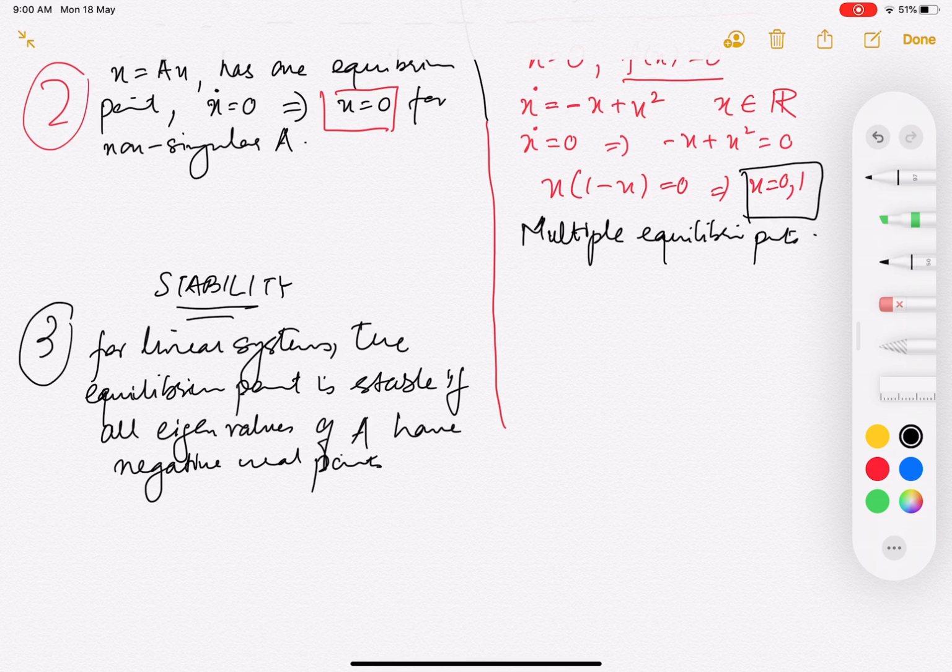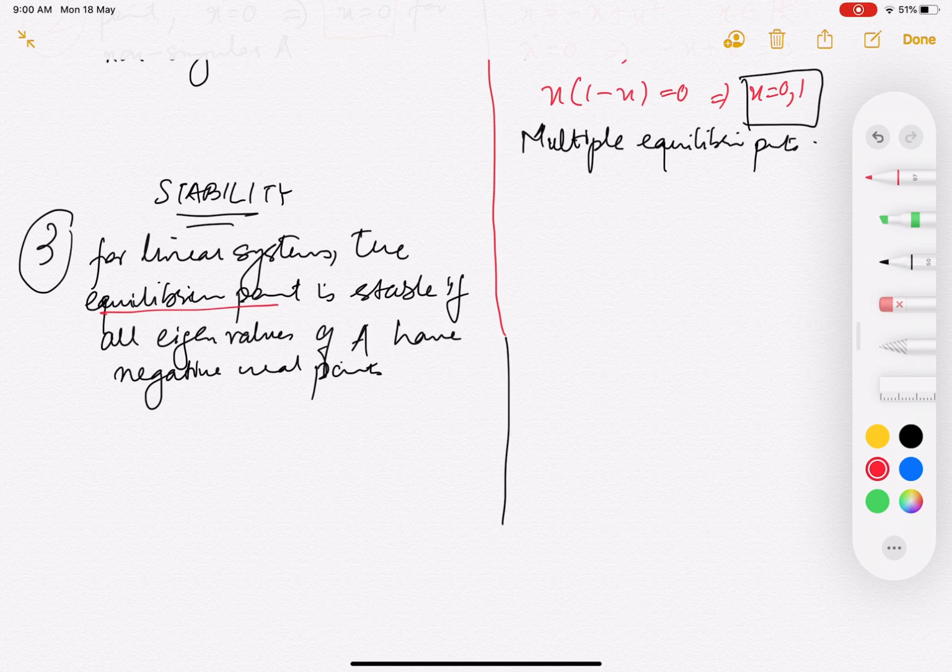And we don't say in linear systems that the equilibrium point is stable or unstable. We say a linear system is stable or unstable, right? So we talk about stability of systems. We don't talk about stability of equilibrium points in general when we talk about linear systems. Why? Because there is only one equilibrium point. So when we say that the system is stable, it automatically means that the equilibrium point is stable.